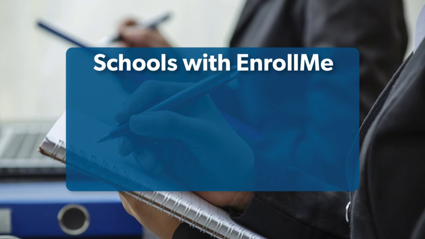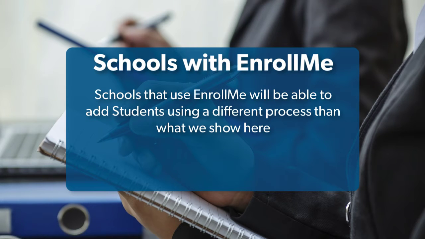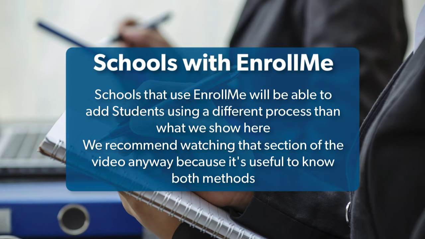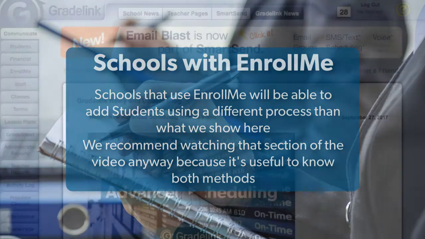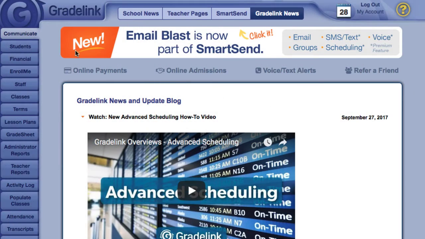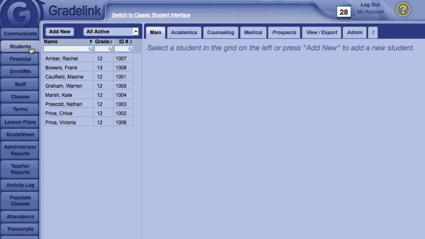Before we get started, it's important to note that schools using Enroll.Me can add students using a different process than the one we'll show here. We recommend watching this section of the video anyway because it's useful for administrators to know multiple ways to add students. Let's get started. From the GradeLink dashboard, select the Students tab.